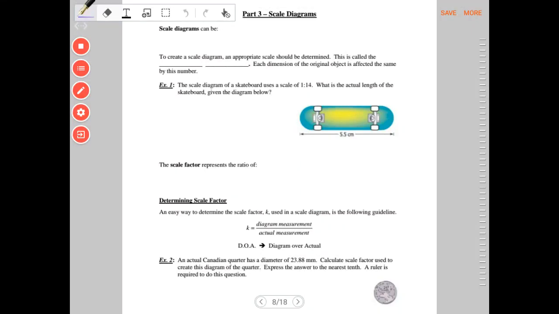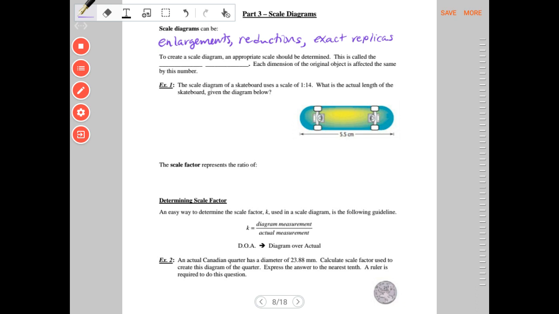3, scale diagrams. Scale diagrams can be enlargements, reductions, so enlargements meaning makes it larger, reductions meaning makes it smaller, or exact replicas, meaning it's the same size.